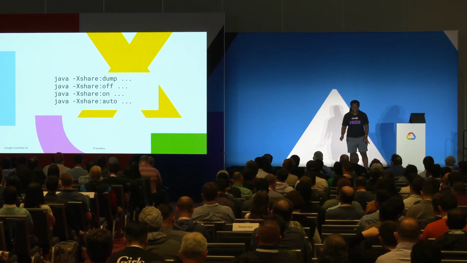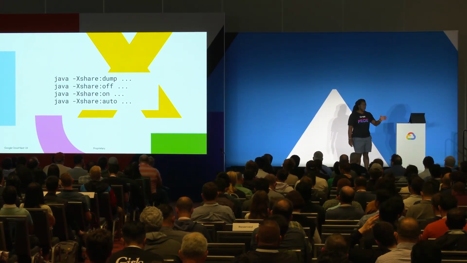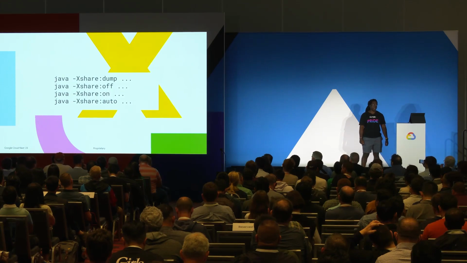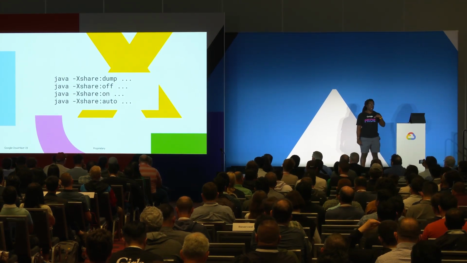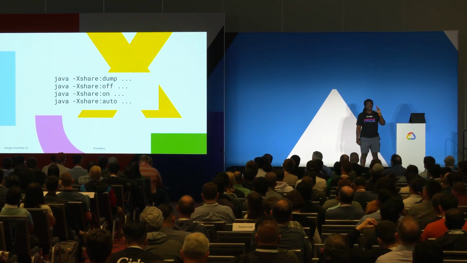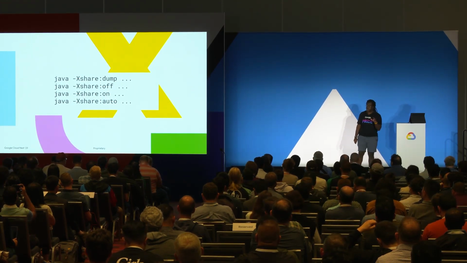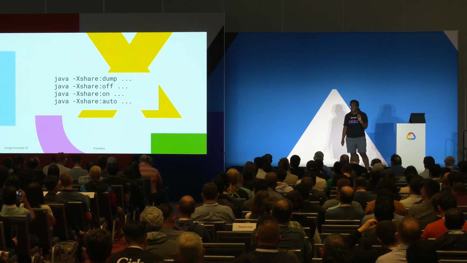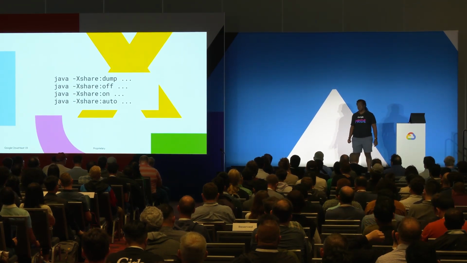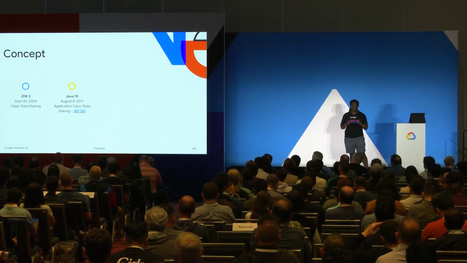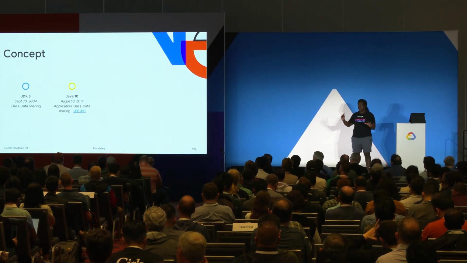And a walkthrough of the experience using baseline CDS is pretty straightforward. You use the share flag, and you have 4 options. Dump creates the archive. Off says do not use CDS. On says use CDS, and fail if you can't, like do not start if you can't use the archive. Auto means use the archive if and only if it is present in the place that you expect it to be. So, straightforward, pretty simple.